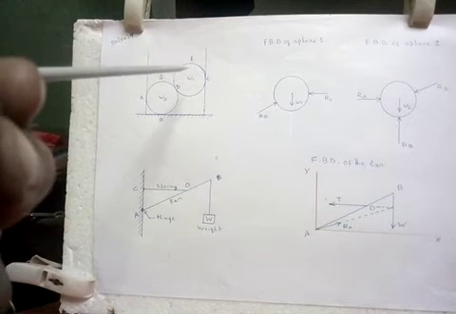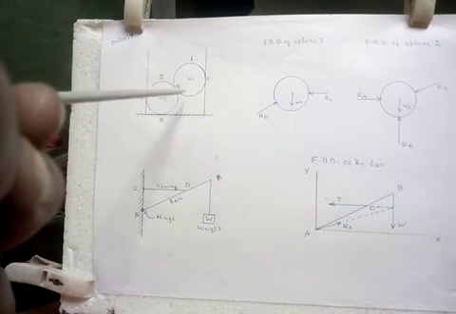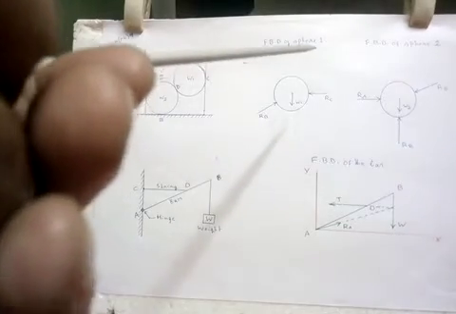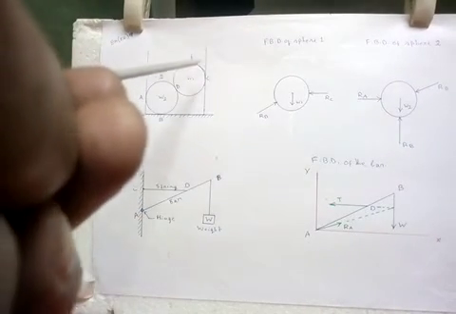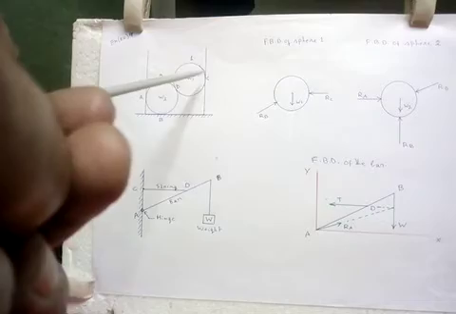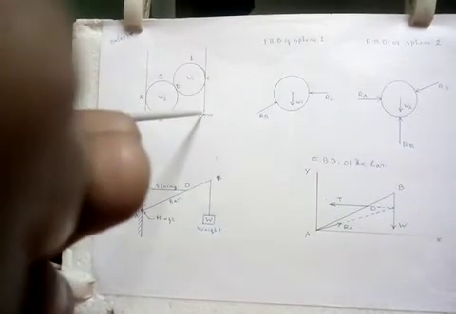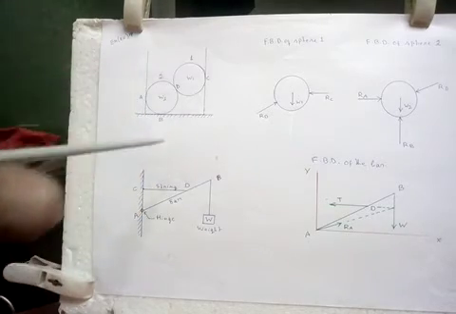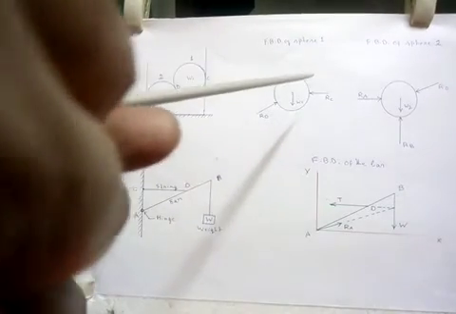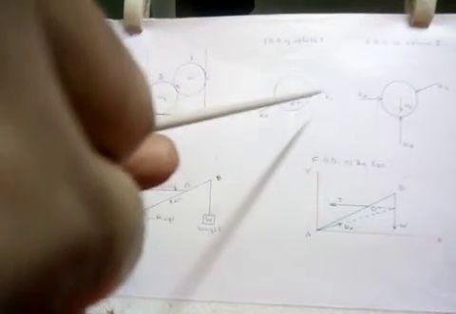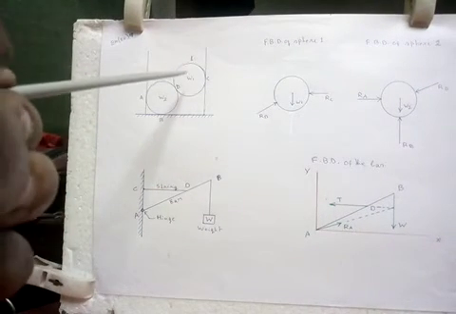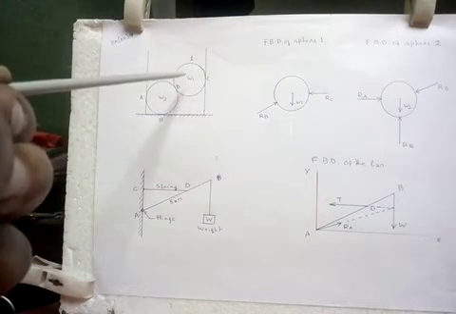There are no other forces acting on this ball. But at this point a reactive force RC, which is perpendicular to this vertical line, and it is acting in the left direction because the ball has a tendency to move in the right direction.